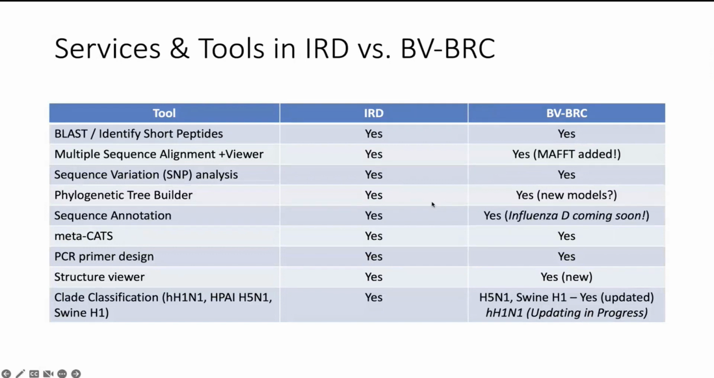Phylogenetic Tree Builder is there. Sequence annotation is there, and we're also adding the ability to annotate influenza D as well. Metacats, PCR primer design, and the structure viewer are all there, although the structure viewer is new. It should provide some additional functionality as well. The clade classification is there. The only thing that's missing so far is the H1N1, the human H1N1, and this should be there shortly.